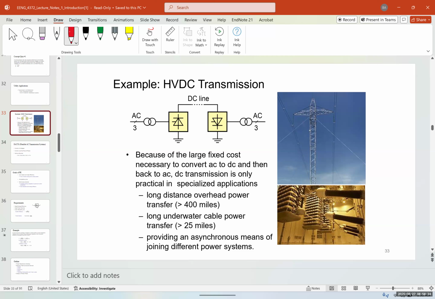So if you want to connect Europe to US, obviously you can't do that directly. But if you want to connect two different power grids with different frequencies, one is 50, one is 60, one is working on 200,000 volts, one is working on 400,000 volts, the best way to connect them is to actually convert both to DC, couple them together, connect them, and then convert it back to AC.